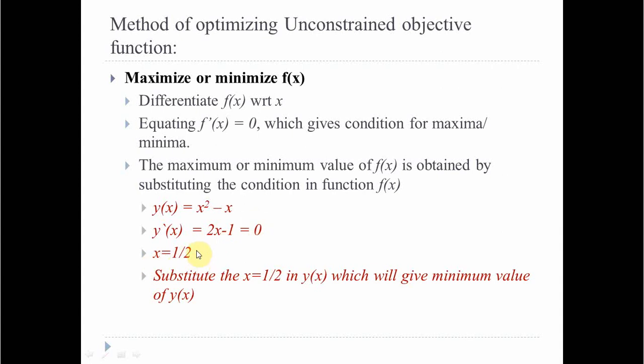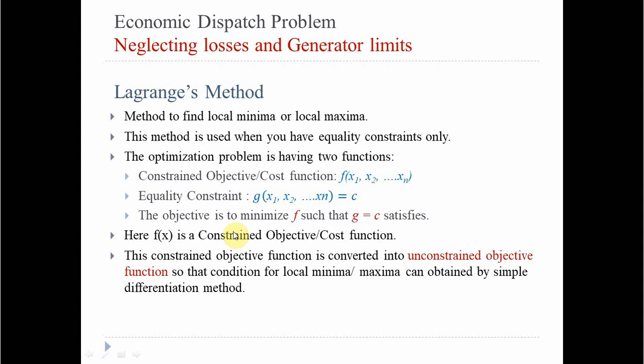So you will get x value equal to 1 by 2. Now this is the condition. X equal to 1 by 2 is the condition. So when you substitute this value into y of x here, you will get the minimum value of y of x. Now the similar procedure will be used for an unconstrained optimization problem.